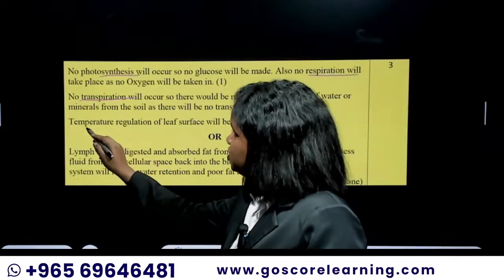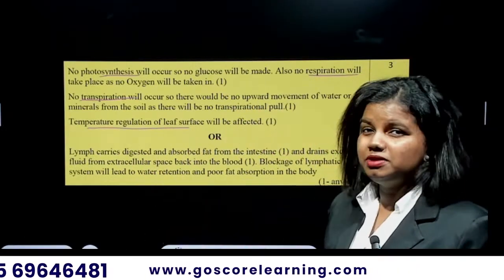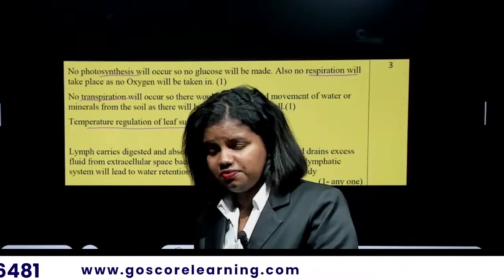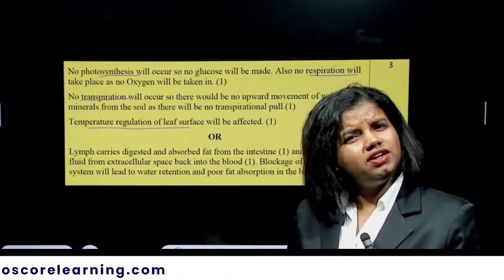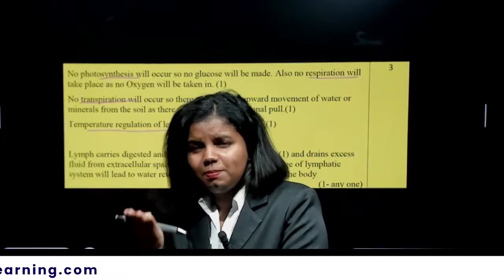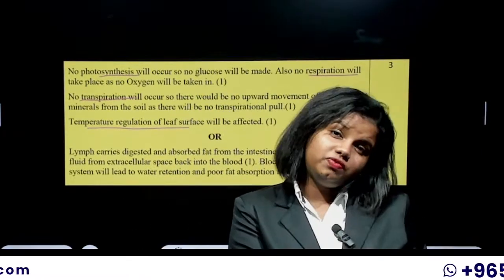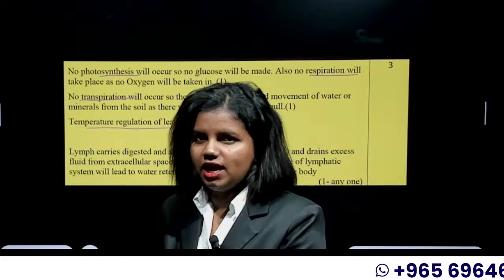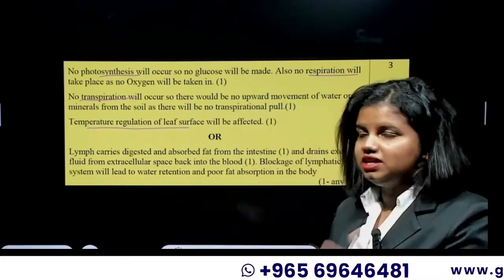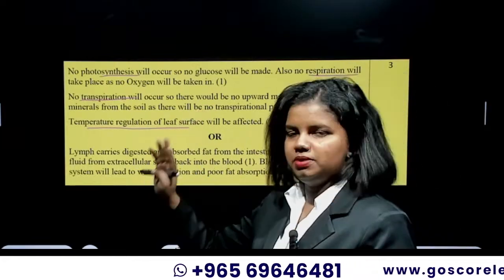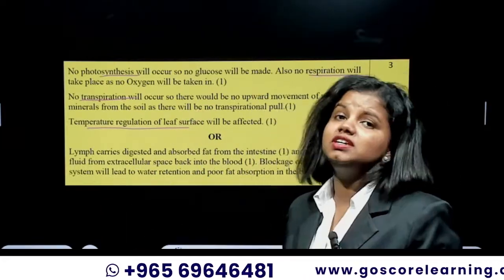Then temperature regulation of the leaf surface will be affected. How does that happen? If the leaf is not exposed to the sunlight, then there won't be any evaporation happening. There won't be any balancing of the temperature of the inside and outside world of the plant. It all happens on that leaf surface. It is where everything, the transpirational pull, the temperature regulation, photosynthesis, everything is taking place.